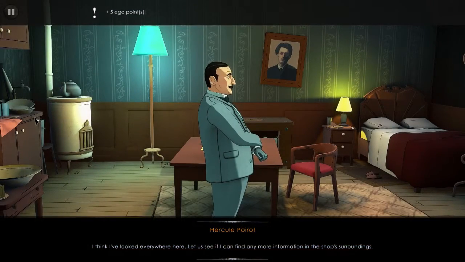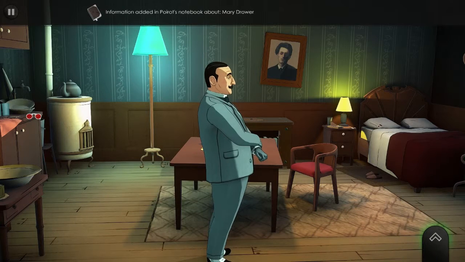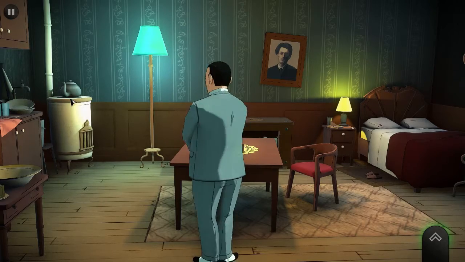I think I've looked everywhere here. Let us see if I can find any more information in the shop's surroundings. If her niece is in danger, then it is good to find her, I guess, or just to inform her about the murder. I can take a look here as well, so I'm gonna do that.